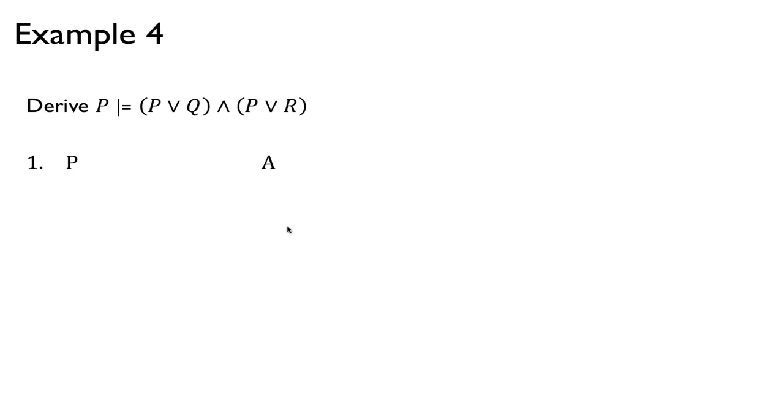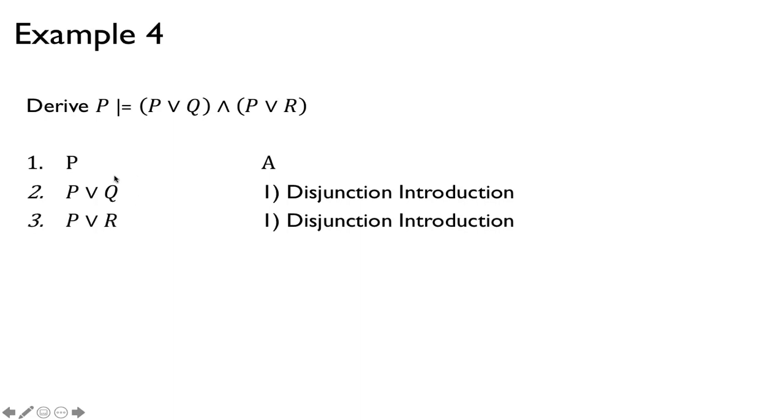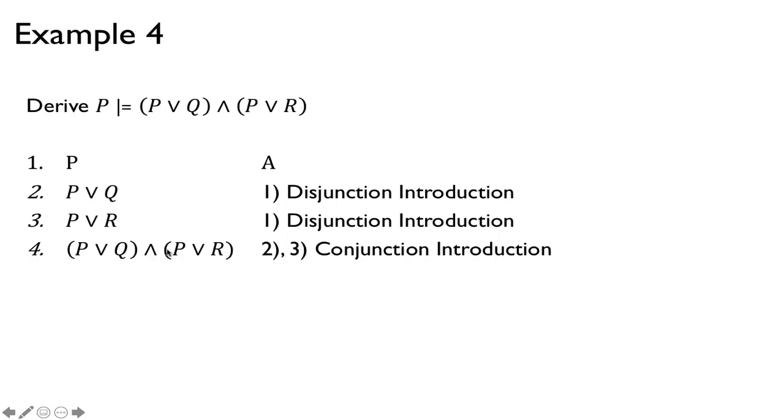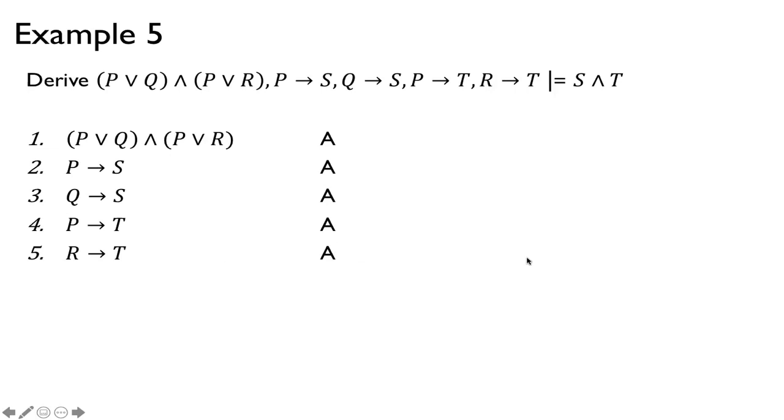Here's another one. If I know P, can I entail P or Q and P or R, where Q and R are any sentences? So P is our assumption. I'll just put an A for assumption. P or Q, this is introducing the disjunction. So disjunction introduction. If I know P, I should know P or Q. It doesn't matter what Q is. I also know P or R. It doesn't matter what R is. This is again the disjunction introduction. I can introduce anything if I know that P is true. And because these two are both true, then I know P or Q and P or R. And that's because of conjunction introduction.